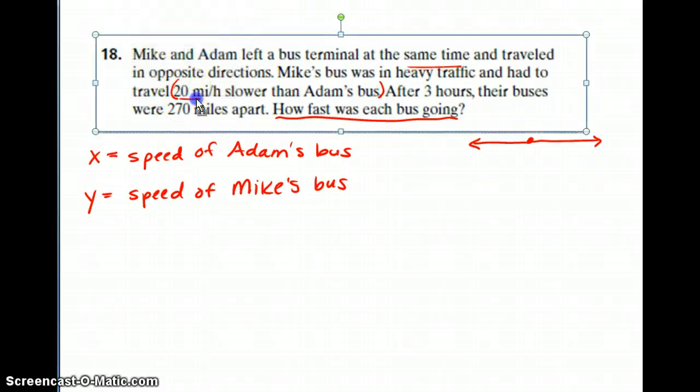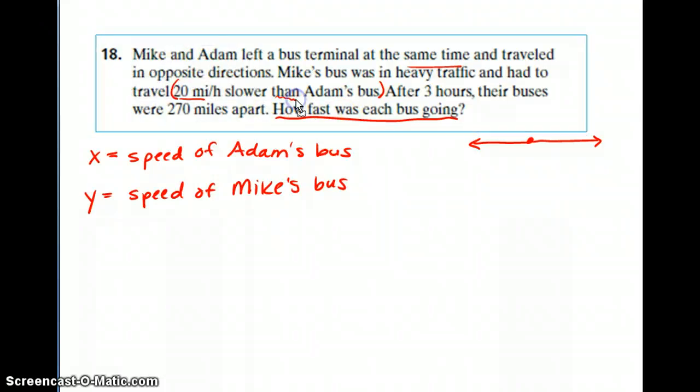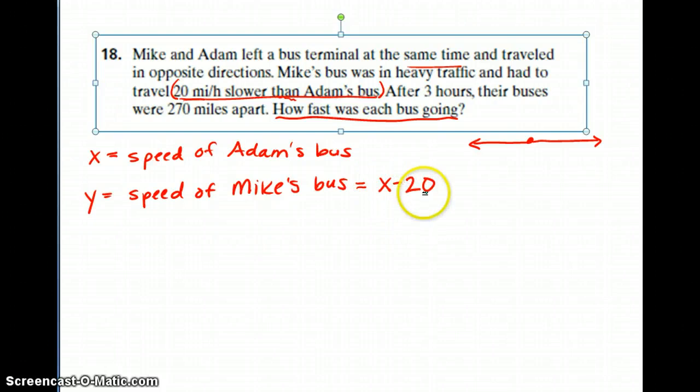Well, we're going to go 20 miles an hour slower than Adam's bus. So if Mike's bus has to travel 20 miles an hour slower than Adam's, we will represent it as X minus 20, because that would be 20 miles per hour slower than Adam's. Okay, so now we have a speed. We have the speed of Adam's being X. We have the speed of Mike's bus being X minus 20.